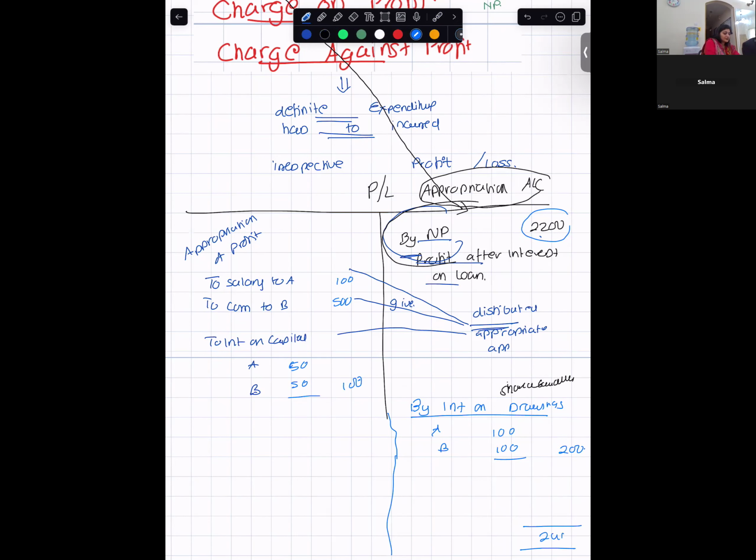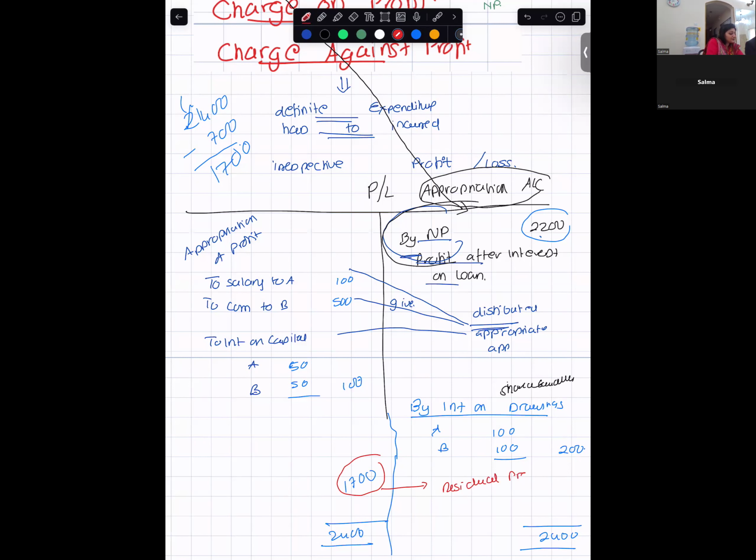2,200 plus 200 is 2,400. 2,400 minus 700 is 1,700. That is your profit, the remaining profit after appropriation. This is also called your residual profit.